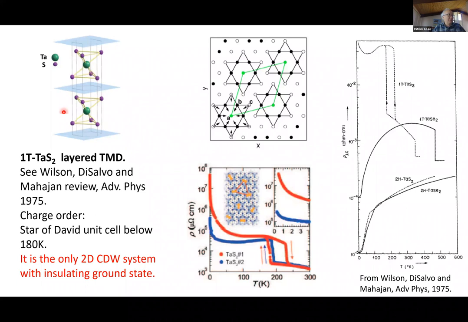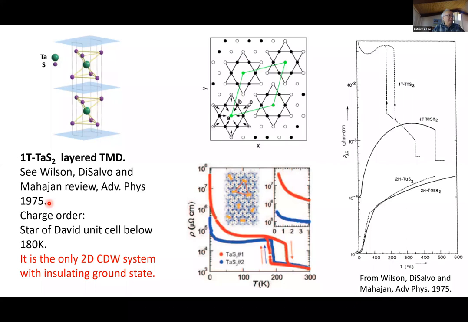And 1T is a polytype, which means that the two triangles are shifted in such a way that the bottom layer forms an up triangle and the top layer forms a down triangle. This is in contrast with the 1H, where it's a prismatic configuration. So the two triangles line up, forming a prism. So this thing has inversion symmetry, right? And this has been studied for a long time, 45 years ago already.